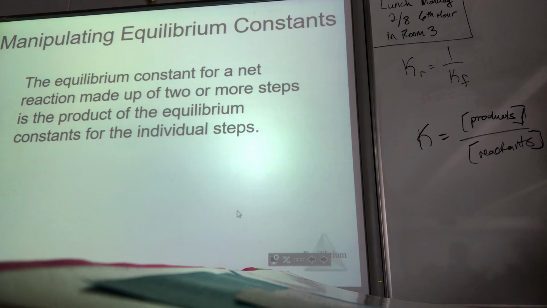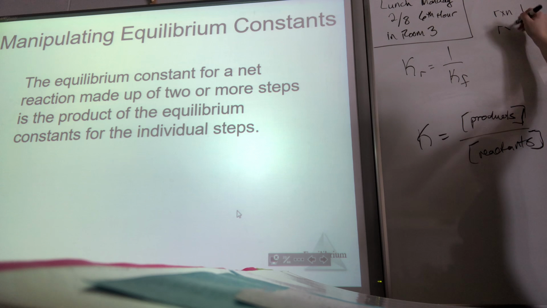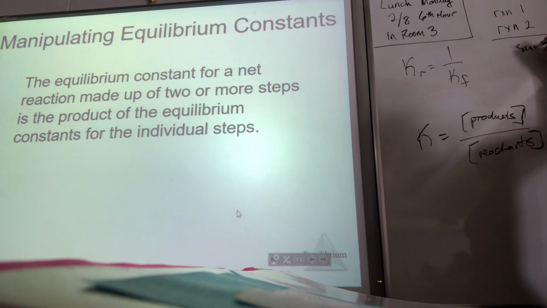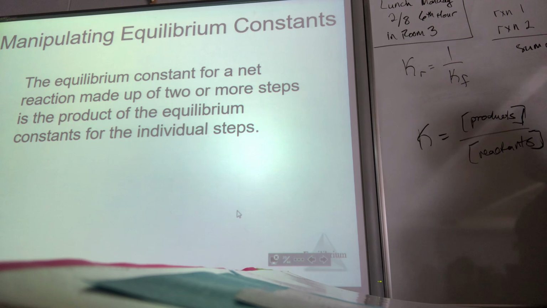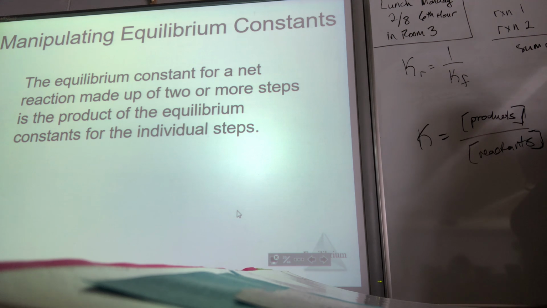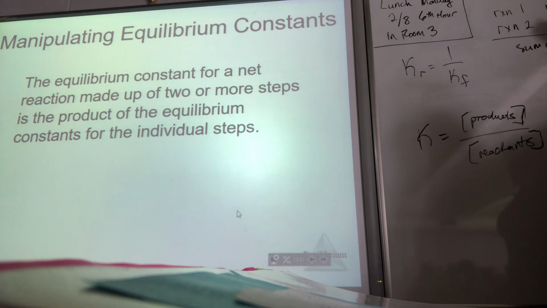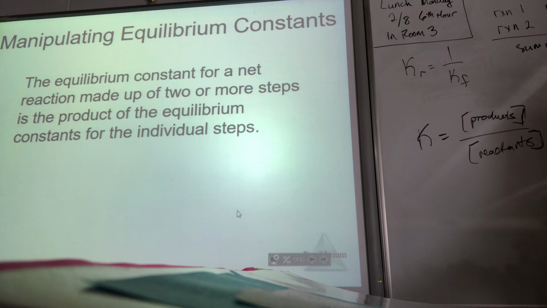I have to introduce Hess's law again. If we have a multi-step reaction, all we have to do, let's say we have this. So we have reaction 1 and reaction 2, and when we add them together, we get the sum of the reaction. If we have a K for this one and a K for this one, then the K for the whole thing is just the product of the two.